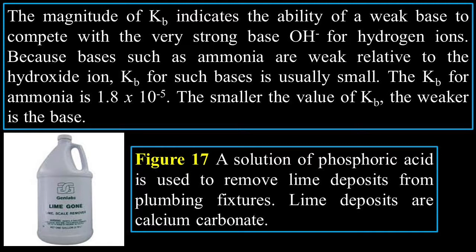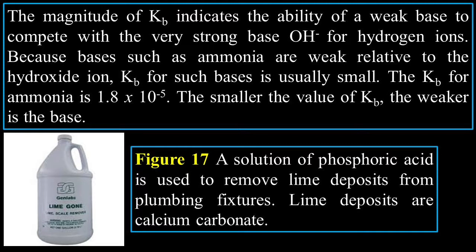The magnitude of Kb indicates the ability of a weak base to compete with the very strong base, hydroxide, for hydrogen ions. Because bases such as ammonia are weak relative to the hydroxide ion, Kb for such bases is usually small. The Kb for ammonia is 1.8 times 10 to the negative fifth. The smaller the value of Kb, the weaker the base.